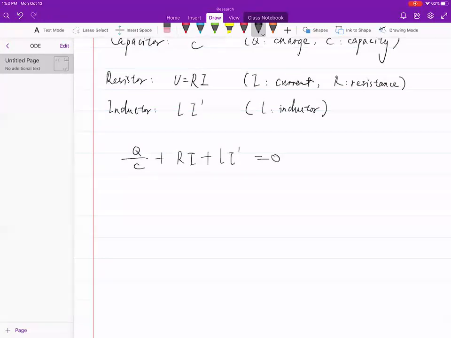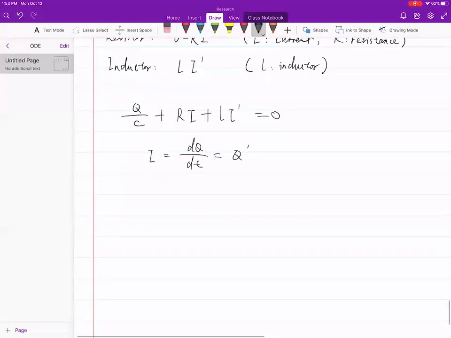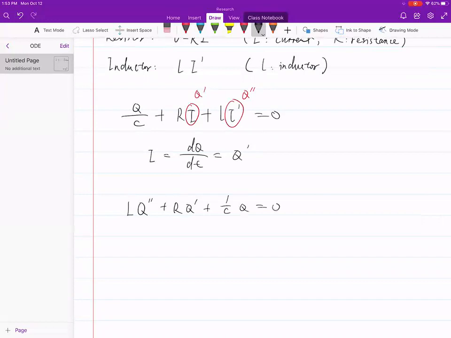Now let's just do one more step. We have Q here, we have I here. But we do know that the current I is the changing rate of the charge, right? So I is actually dQ over dt, or more precisely, it's Q prime. Putting this back in, what you get is Q prime prime coming from here, Q prime coming from here, plus 1 over C times Q equals 0.